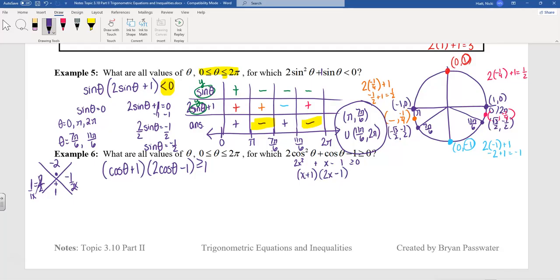Okay, questions? All right, and you will see some on your quiz tomorrow that don't have inequality signs, but you do have to factor them like this.